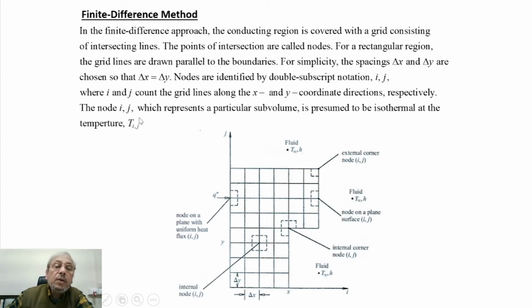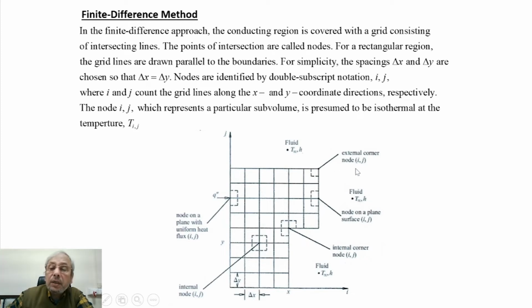The node ij, which represents a particular subvolume, is presumed to be isothermal at temperature Tij. That means the node temperature Tij with its zone of influence will have the same temperature Tij. So now we can call these usual internal cells. These are cells falling on the boundary and maybe subjected to uniform heat flux. Such nodes fall at an internal corner. We can call it an internal corner node.